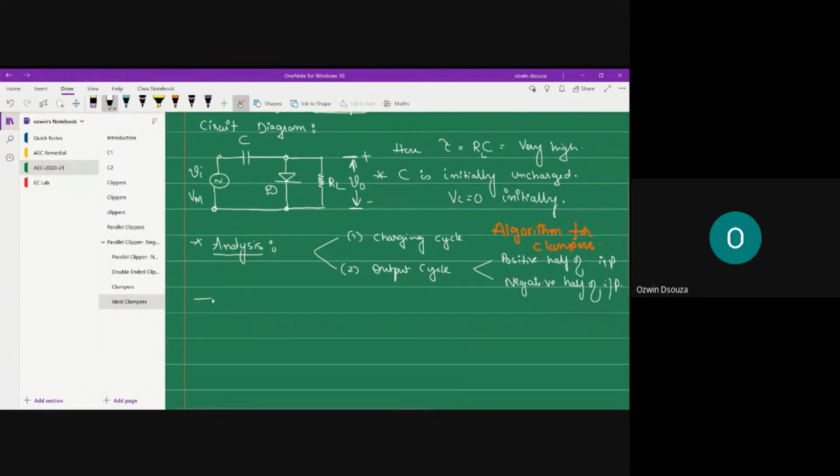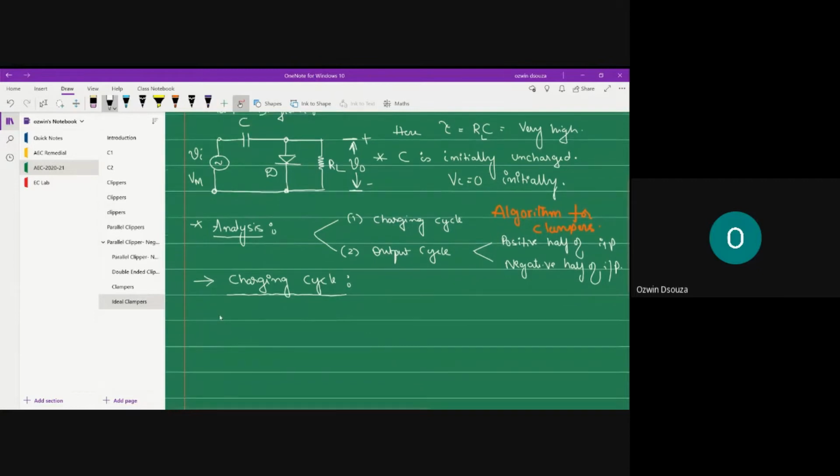All right. So first, let us write down the charging cycle. Now, why is the charging cycle required? That's because we have availed a fresh capacitor. So the voltage across the capacitor is 0 volt initially. So we must know the capacitor is charged to what voltage. All right. So can anyone identify the charging cycle? In which cycle is the capacitor going to get charged? In the very first half cycle, the capacitor is going to get charged.